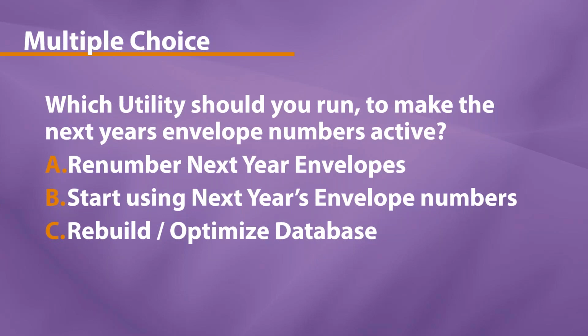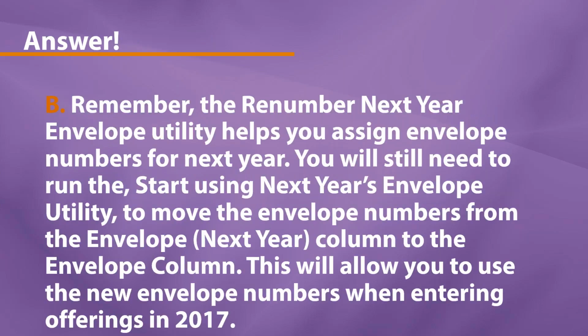All right, go ahead and close that poll. And the answer is B. Remember, the renumber the next year envelope utility helps you assign envelope numbers for the next year. You will still need to run the start using next year's envelope number utility to move the envelope numbers from the envelope next year column to the envelope column. This will allow you to use the new envelope numbers when entering offerings in 2017, 2018, or 2019 there.